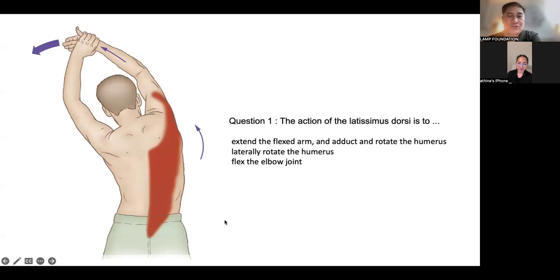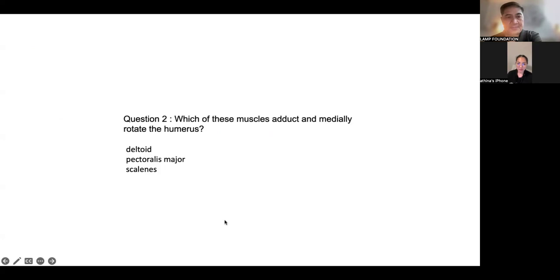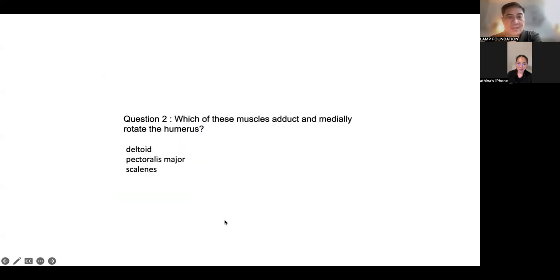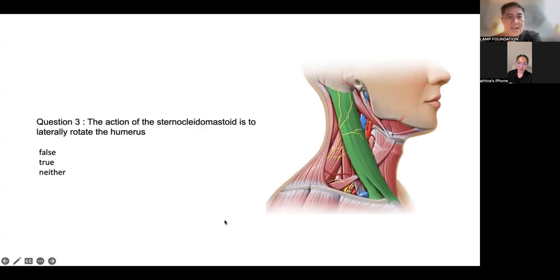Action of the latissimus dorsi is to laterally rotate the humerus. Which of these muscles adduct and medially rotate the humerus? It's the pectoralis major. Action of the sternocleidomastoid is to laterally rotate the humerus. True or false? That is false.